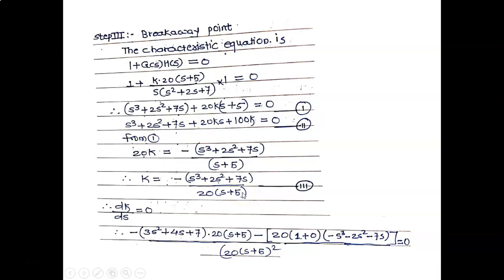Therefore k is equal to minus of (s cube plus 2s square plus 7s) divided by 20 into (s plus 5). Therefore differentiate this equation 3 with respect to s and equate it to 0, that is dk by ds is equal to 0. Therefore minus of [(3s square plus 4s plus 7) into 20 into bracket (s plus 5) minus 20 into bracket 1 plus 0 into bracket (minus s cube minus 2s square minus 7s)] divided by [20 into (s plus 5)] square is equal to 0. Therefore this 20 into (s plus 5) square will go to the other side and it will become 0.